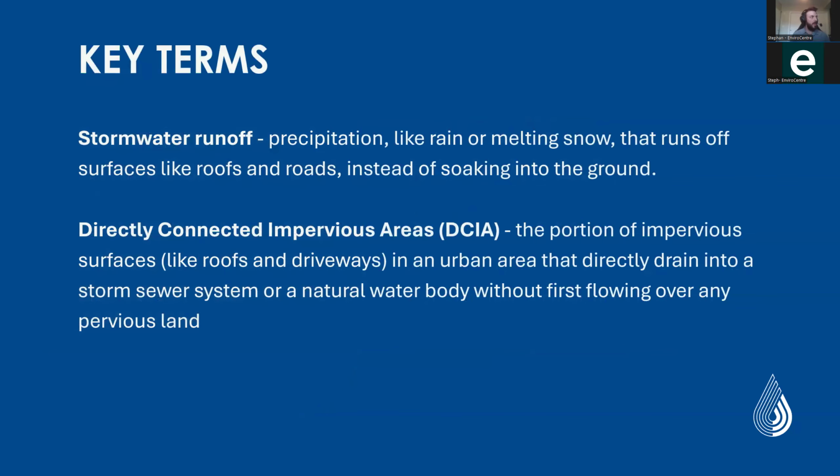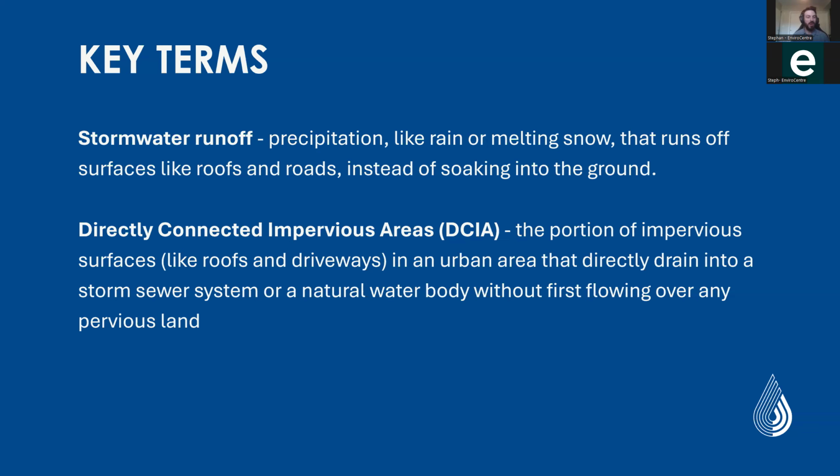A few terms that you may see, just so we have everyone on the same starting ground here. Stormwater runoff, or if you hear me talk about stormwater, it's precipitation like rain or melting snow that runs off surfaces like roofs and roads, instead of soaking into the ground. But basically, what we're talking about is rainwater that falls either on your roof or your driveway or something like that.